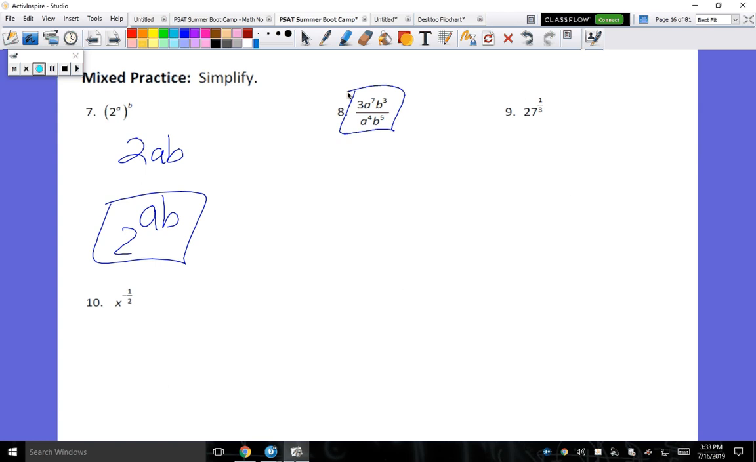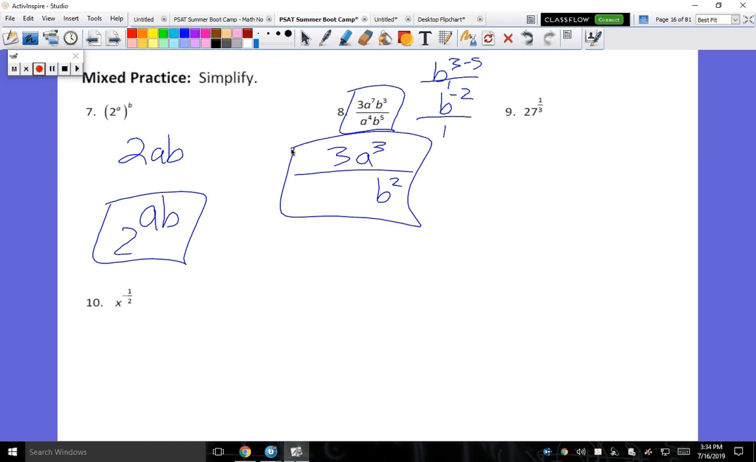B's, who wins? The bottom one by how much? 2. Because otherwise you would say this. And some people struggle a little bit with that. They forget to move it downstairs and make it a positive. Okay? Because right now that's in the numerator for both of them. And then you'd have an a to the 7th and an a to the 4th. Who wins? The top by 3. And this would be your most reduced answer.